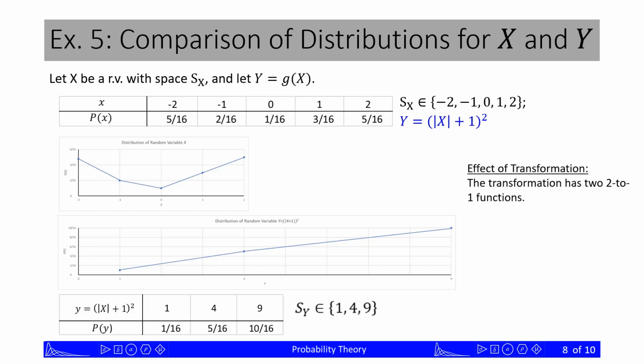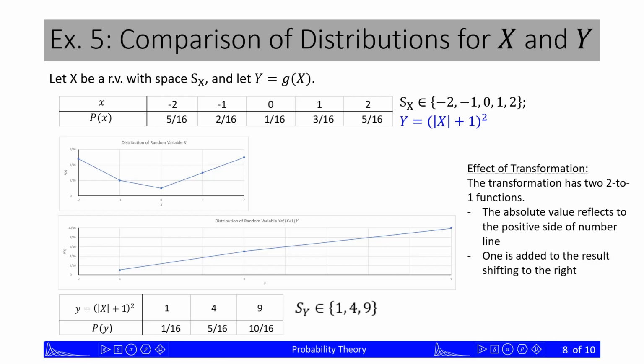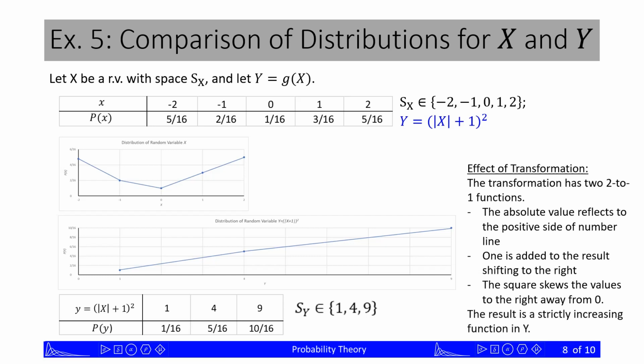The transformation is a compound 2-to-1 function. The first operation takes the absolute value of x, which reflects everything to the positive side of the number line. The next operation adds 1, which shifts everything to the right by 1. Finally, the square skews these values to the right away from 0, which stretches out the distribution. The result in this case is a strictly increasing function that is spread out across y.